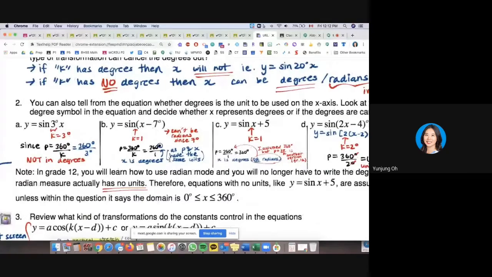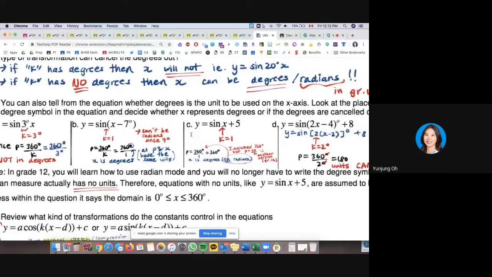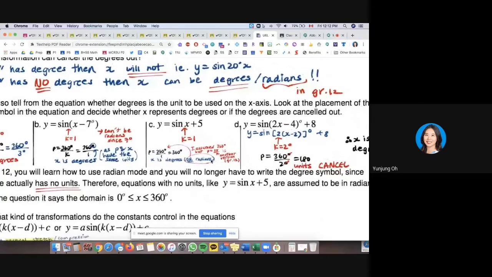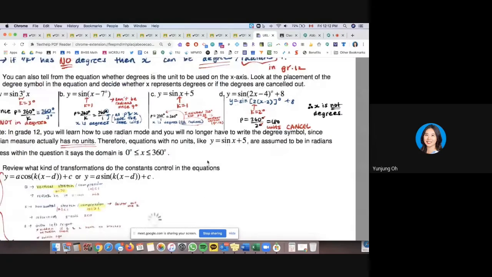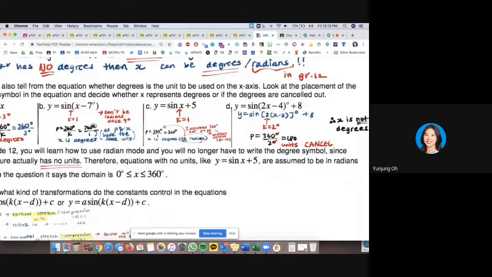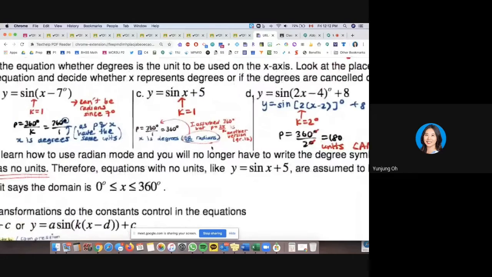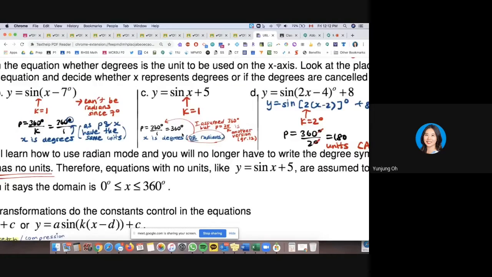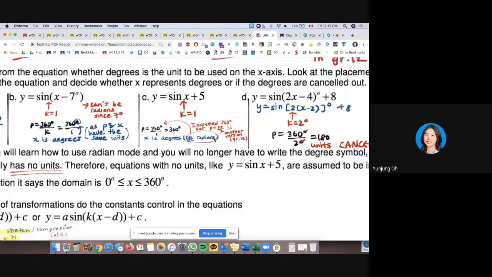Cancellations for parts 1 and 2. Whereas when the units don't cancel, like it might be in radians, right now we don't have to worry about that because in grade 11 we don't use radians. So sometimes I might use p equals 2 pi over k as my equation, and if that's the case, we're also using radians.